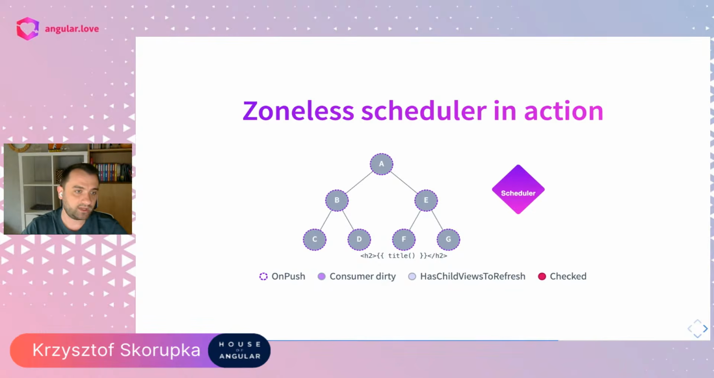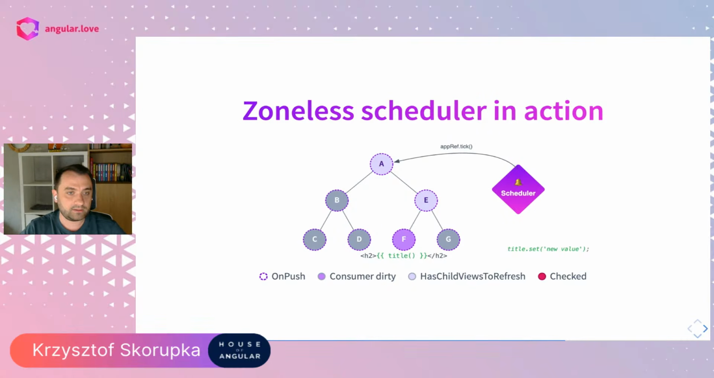Let's assume that we got a new signal update. It comes from somewhere, let's say, not attached to any example with a click handler or whatever. Let's assume that we just got an update for our signal. When it gets a new value, it calls the notify method, as we just said. This sets some special flags on the scheduler itself, and our normal process of marking the consumer dirty and parents with the has-child-views-to-refresh flags is also in place.